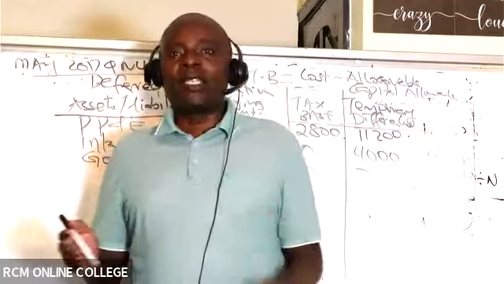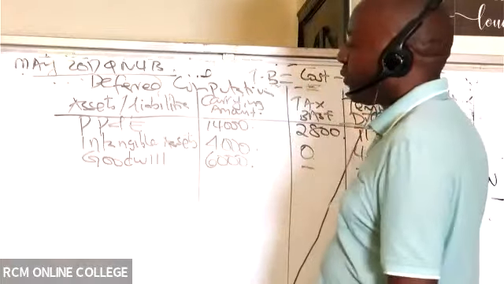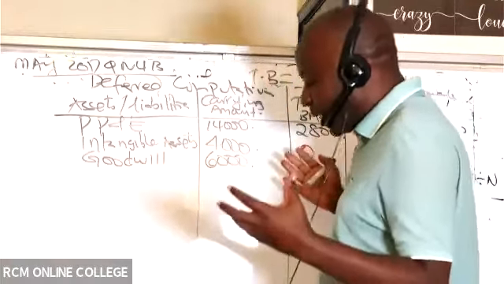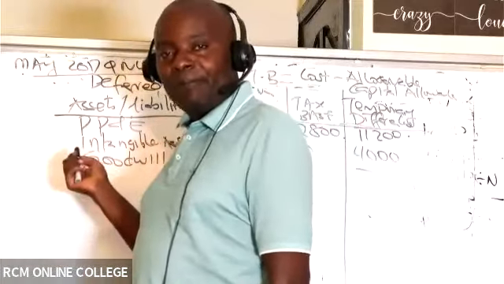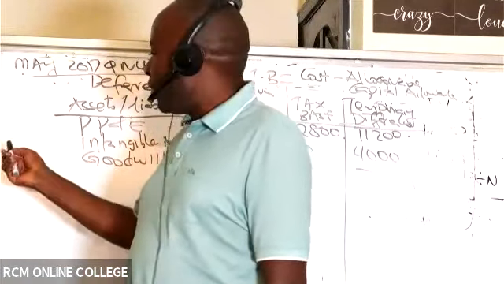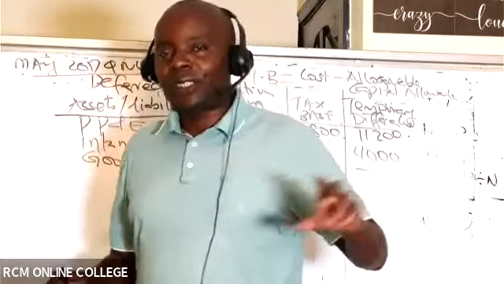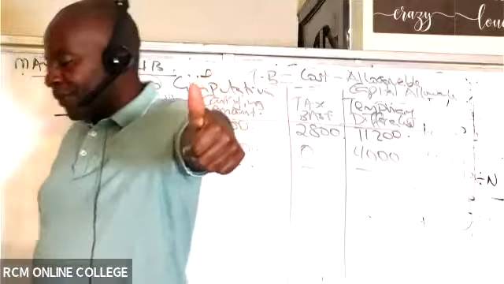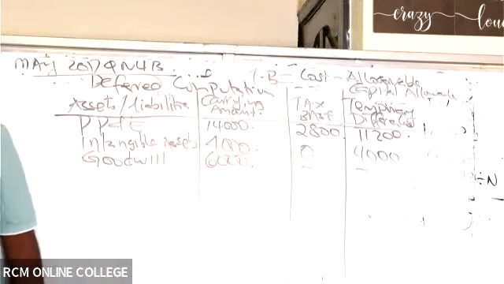And yet, this is a schedule of what here? A schedule of temporary differences. So goodwill has got no business being here. So it's either you decide to leave it out or you remember goodwill dash. Are we together up to there? All right.